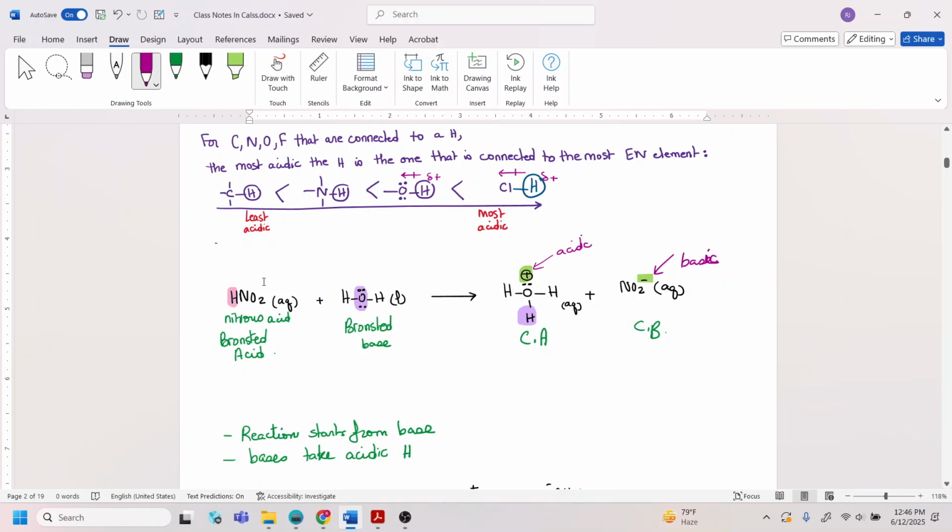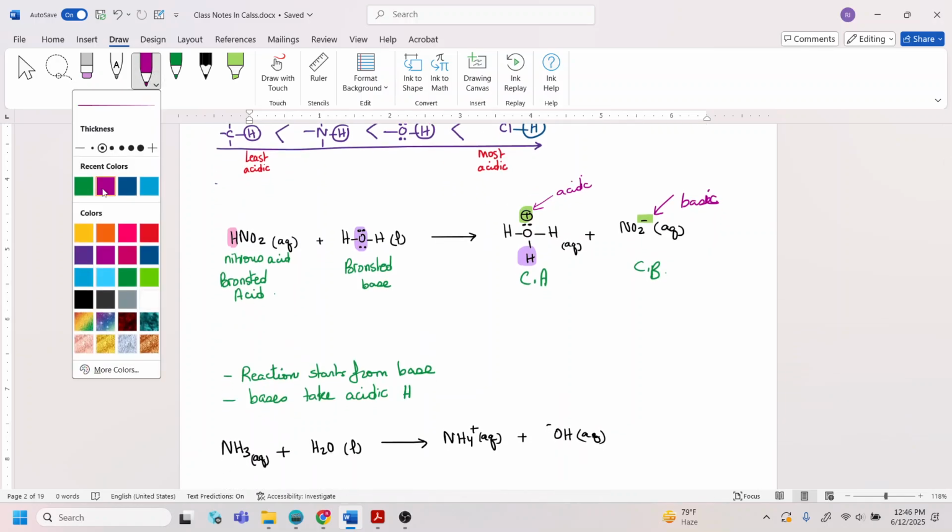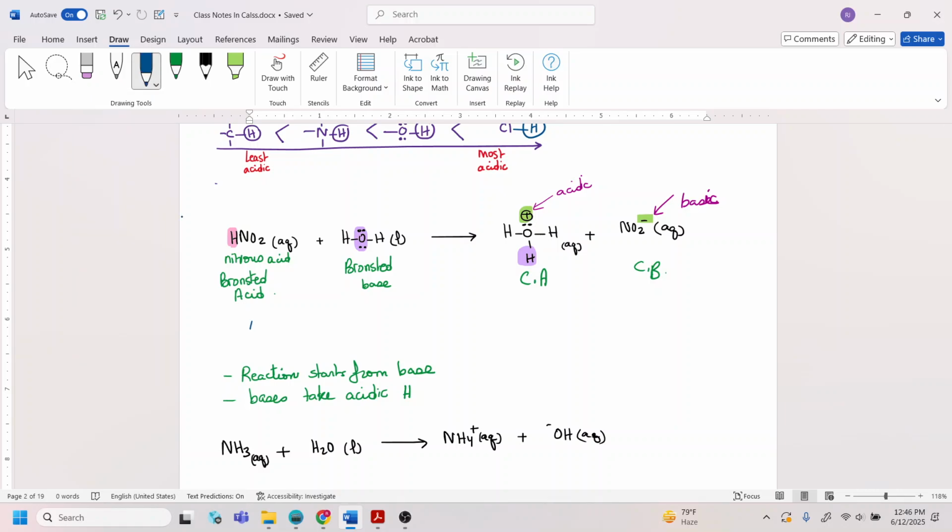Go ahead and draw the Lewis structure of nitrous acid. After you figure out your valence electrons and distribute your electrons, we said that hydrogen can never be a central atom. So your central atom here is going to be the nitrogen.